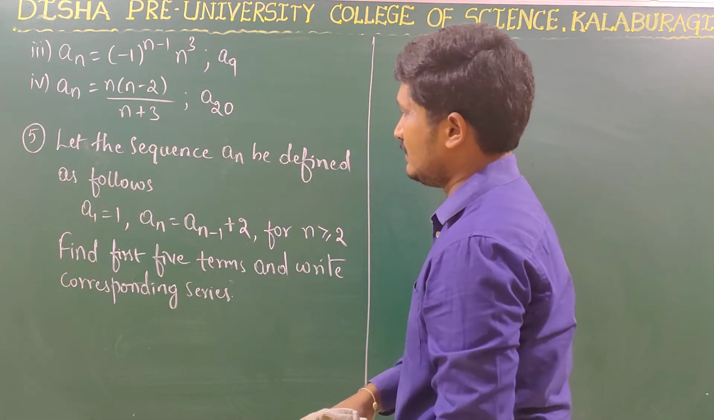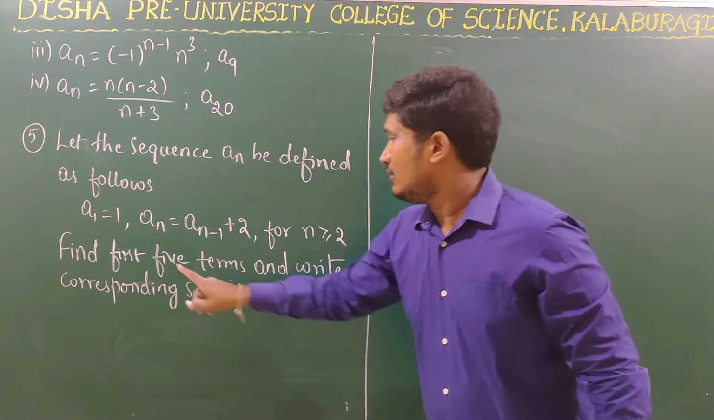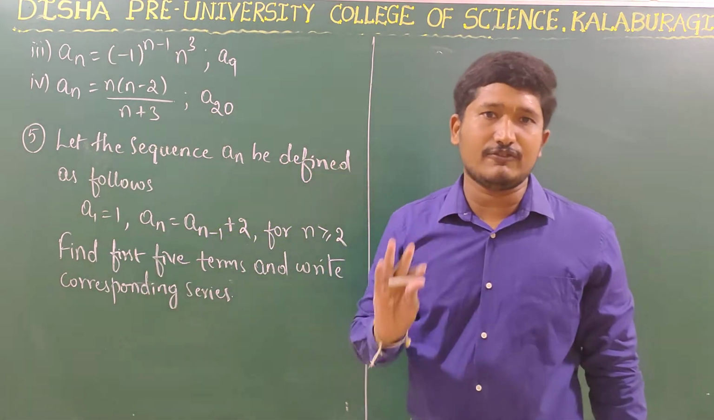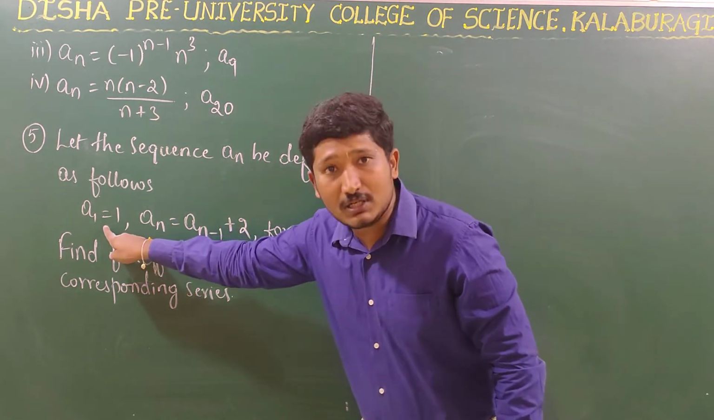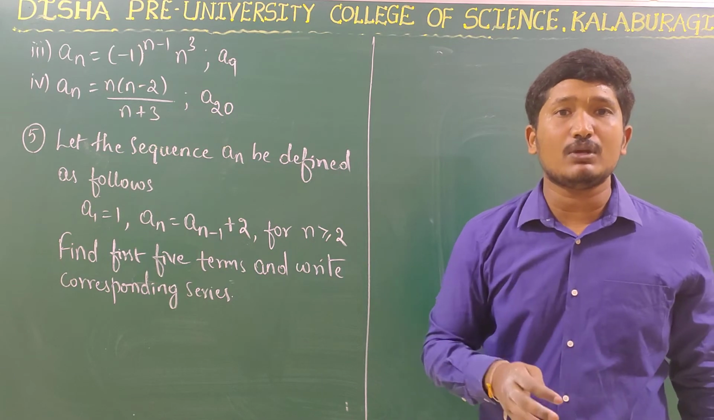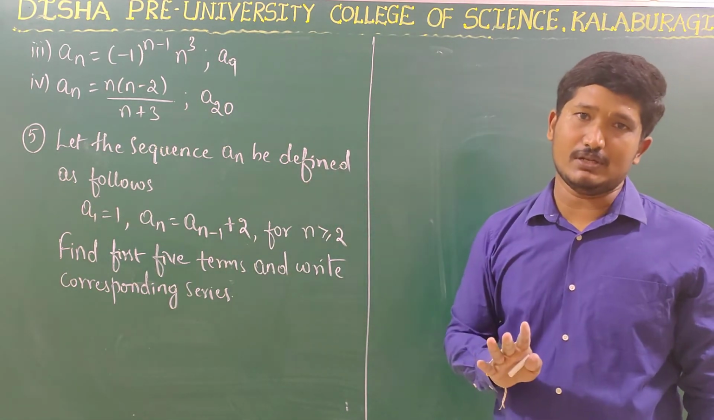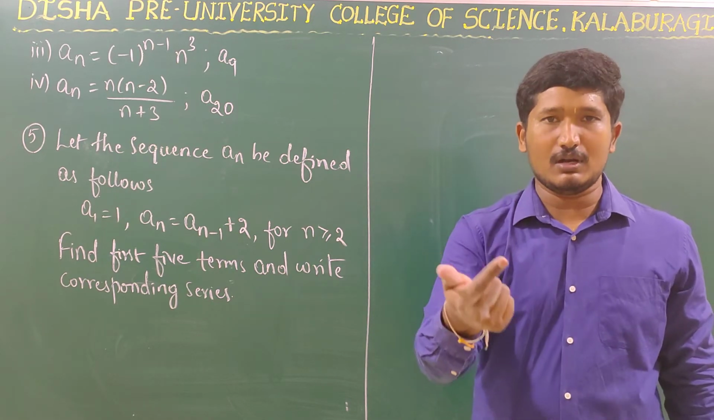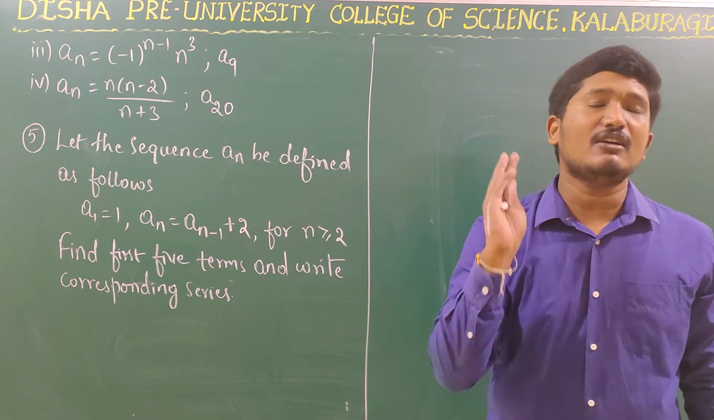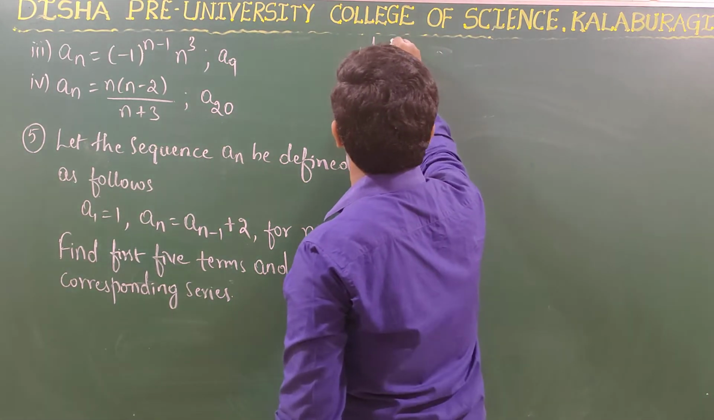See here, already the first term of the sequence is given. We need to find the first 5 terms. So the first term is already given. How many terms do we still have to find out? We have to find the remaining 4 terms of the sequence, that is the second term, third term, fourth term and fifth term. So let us solve that. First, the solution.